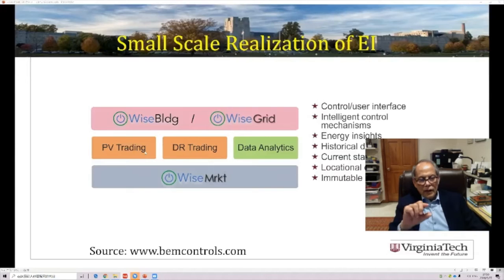In the middle row, I have PV trading, DR trading, data analytics. That means this is the function, action. I can buy and sell PV. DR stands for demand response. I can cut down my load in the building and buy less power. That means power company can sell that extra that I do not use to somebody else. That's called DR trading.